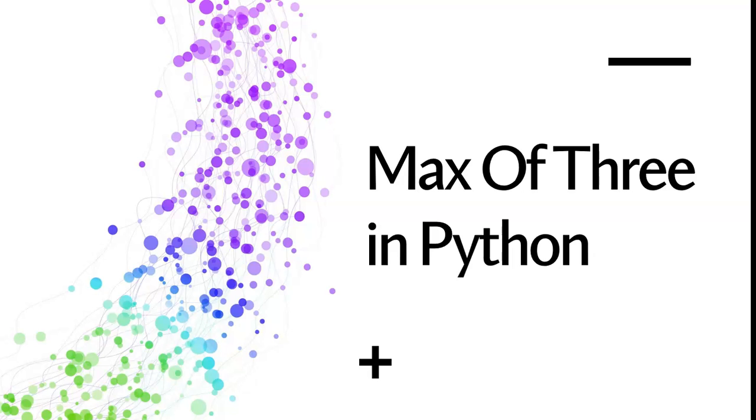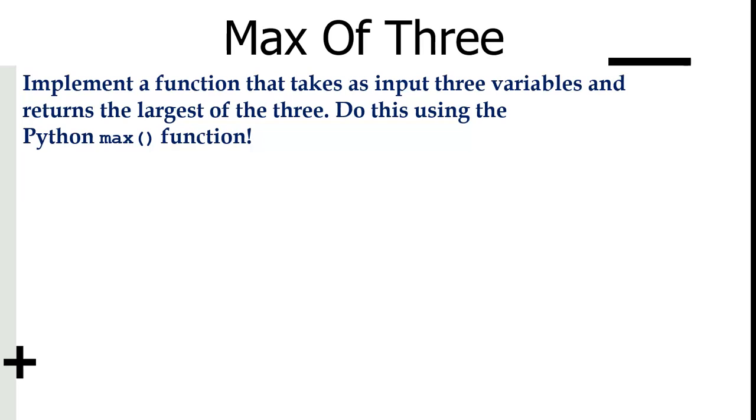3 in Python. Max of 3. Implement a function that takes as input 3 variables and returns the largest of the 3. Do this using the Python max function. In the previous video, we did the same program but without the max function. In this video, we are going to use the max function in Python.